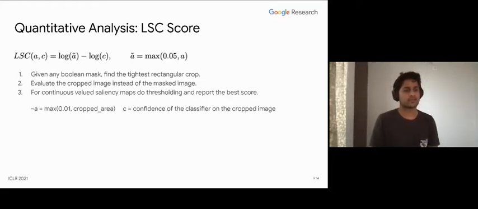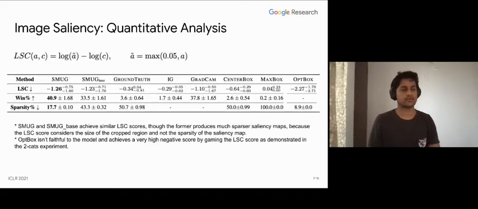Then the tightest crop is found for the given binary mask. Finally, the confidence of the classifier on the cropped image and the crop size are used to compute the LSS score for each mask, and the maximum score is reported. The more negative the LSS score, the better the saliency map. As we see, Smug outperforms all of the baselines.